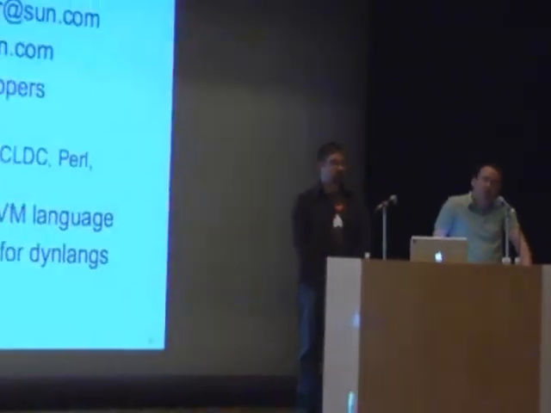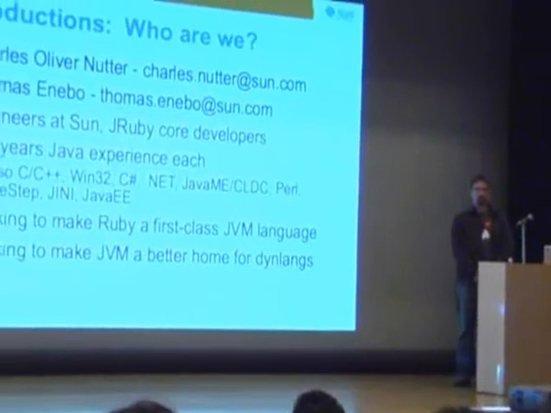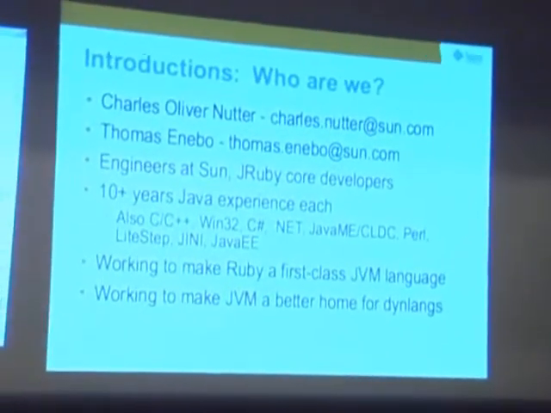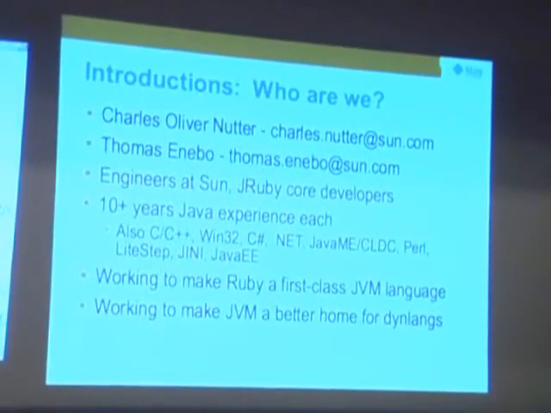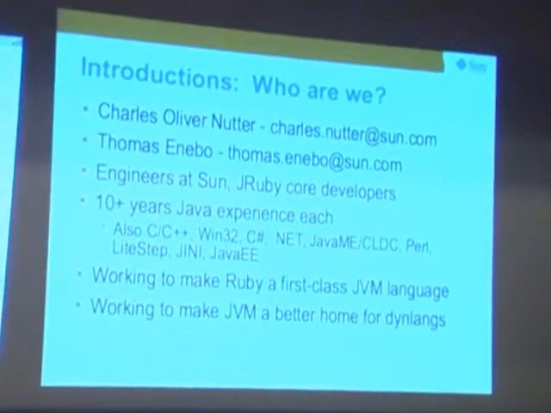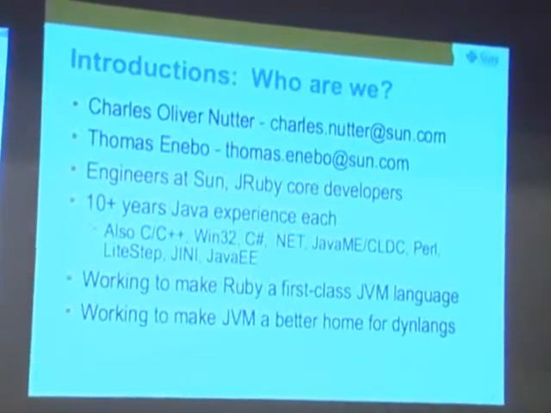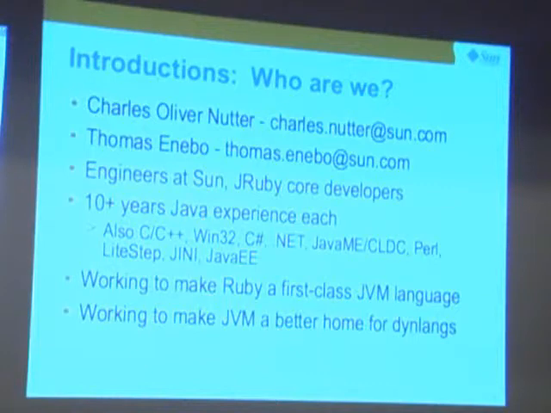And we're engineers at Sun Microsystems and also the JRuby core developers. We've been using Java since basically when it was created. And as you can see on the slides, we've used a number of other technologies. We're working to make Ruby a first-class citizen on the Java virtual machine. And we're working to make the Java virtual machine a better host for various dynamic languages.